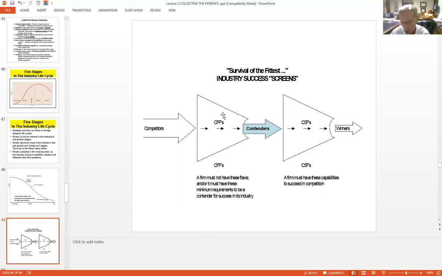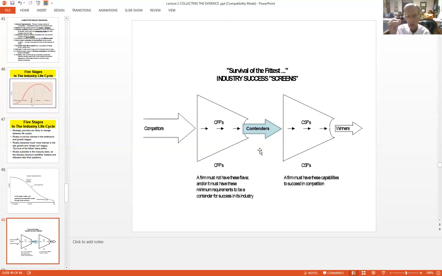And firms have to pass through this screen, kind of like fish swimming through a net. You know, here we are, the contenders, the ones that made it through. Now, what is required to be a winner is to have certain critical success factors. And these factors are different from the critical failure factors. They often include more sophisticated technology, extreme efficiency, and or cultural advantages. But there usually aren't that many critical success factors that separate winners from losers.